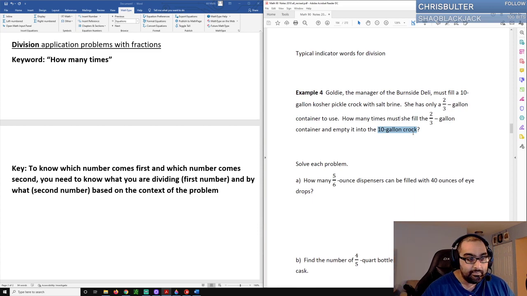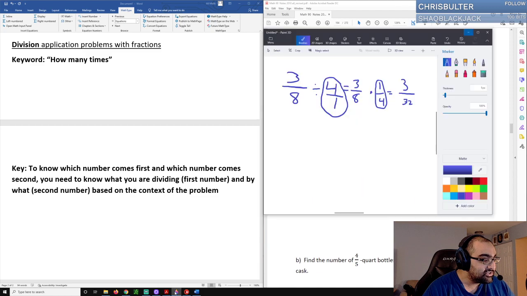And what are we dividing by? We're dividing by the 2/3, because the 2/3 is the container that we can keep pouring out the salt brine with. We need to figure out how many times we need to do that in order to fill up the whole crock. So how many times we need to fill that up is going to be our second number, and our full container will be our first number, in this case 10.